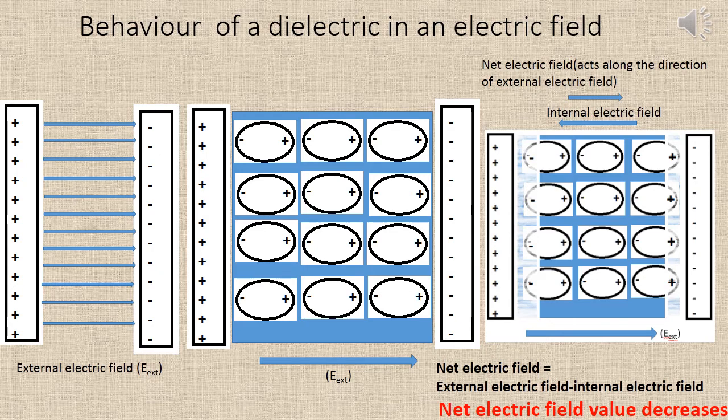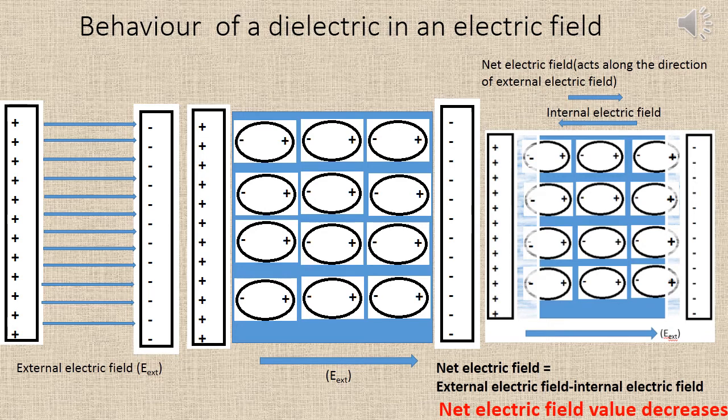In the second picture, the dielectric is introduced. The dielectric may be in the form of polar molecules or non-polar molecules. After attaining the induced dipole moment, all the molecules are aligned along the direction of the external electric field. Now you can observe that all the free negative charges of polar or non-polar molecules are very close to the positive plate. On the other side, all free positive charges are very close to the negative plate of the electric field.